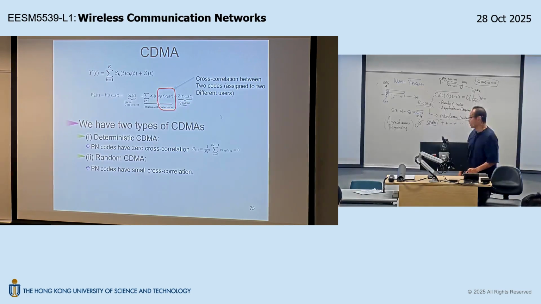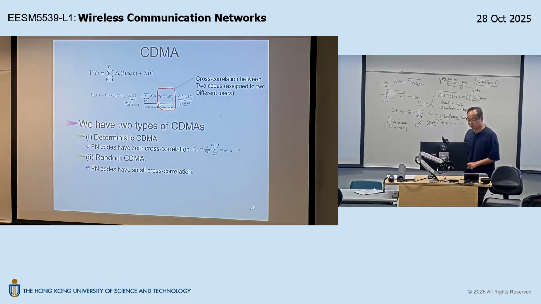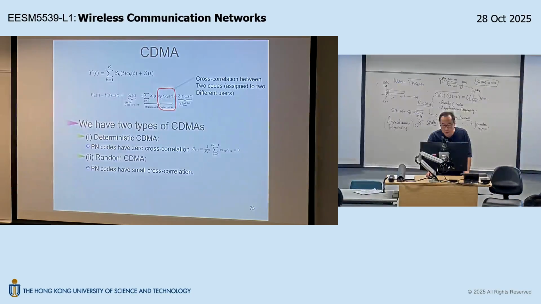Okay, and that's what we mean by small cross-correlation. Any questions? So this is random CDMA. Random CDMA, once again, now, this is the tricky part. With deterministic CDMA, because this interference term is 0, the channel partitioned this way is still orthogonal channels. What you transmit for user 1 will not interfere with user 2, right? So it's similar to TDMA or FDMA, orthogonal channels.